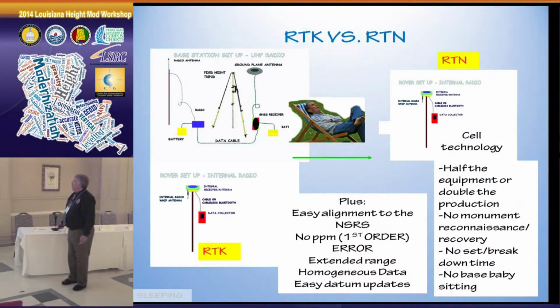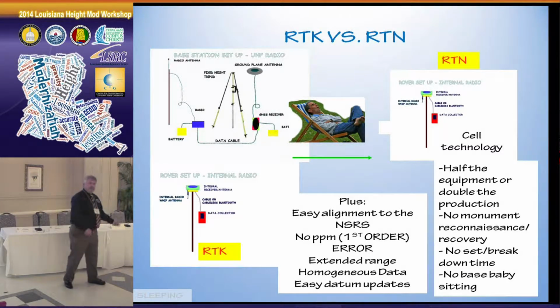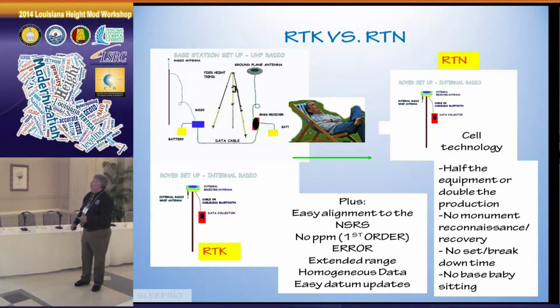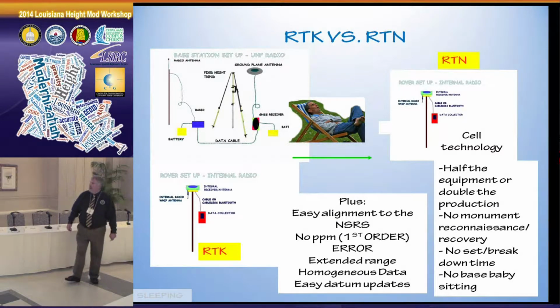The network guidelines, just the advantages. I think most of us know the advantages. You only need half the equipment to go out and survey. You don't need any base station stuff. Or you get double the production by taking Fred here, and instead of having him sleep and babysit the base station, you give him a rover pole and you've doubled your production.